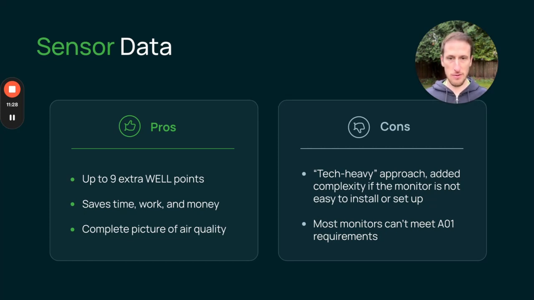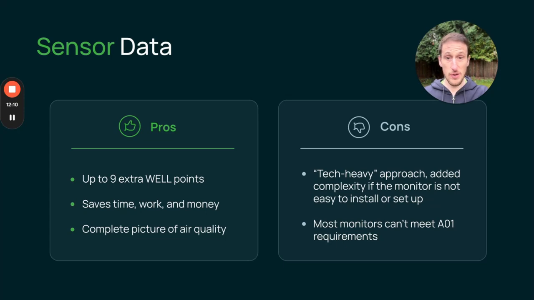But the key takeaway here is that outside of the preconditions, using sensor data and continuous monitors, you can get up to 9 extra points within WELL. 9 points is a whole lot. It's a huge amount. This is the difference that can take a project from being WELL Silver to WELL Gold, right? And that is something really worth taking note of, because typically projects spend a lot of money and a lot of effort to take their project from Silver to Gold, but this is one single solution that allows you to get almost the entire way there, right, with these 9 points.